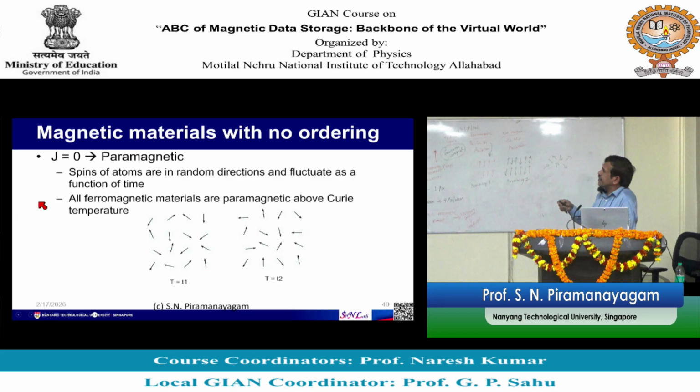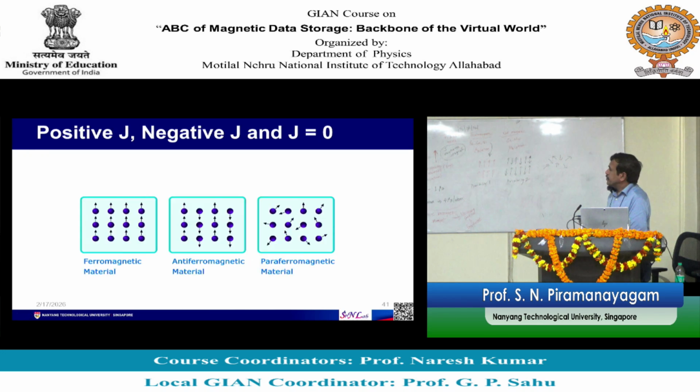Another point that you should know is that all ferromagnetic materials are paramagnetic above the Curie temperature. This also we will learn. Above a certain temperature, the ferromagnetic materials will lose their ferromagnetic property and become paramagnetic. So, this is another concept that you should know. This video basically summarizes the 3 classes of materials. This is not paraferro, this is called paramagnetic material.